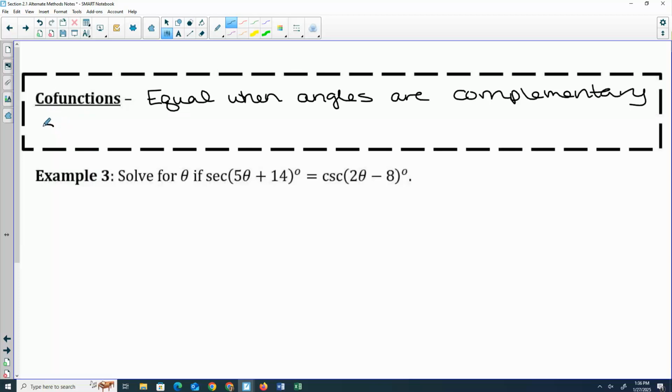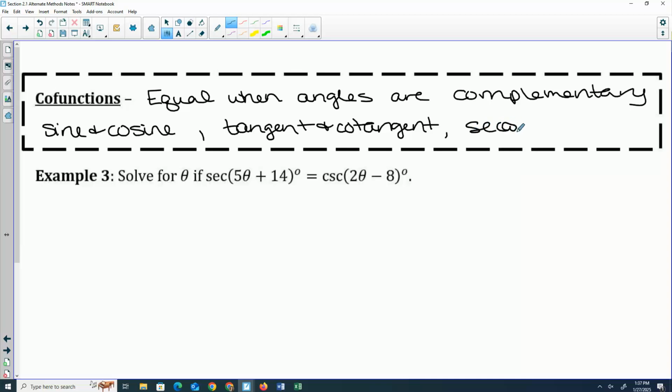So the cofunctions are sine and cosine, tangent and cotangent, secant and cosecant. So the cofunction just has the word co in front of it. And they're equal if their angles add up to 90.